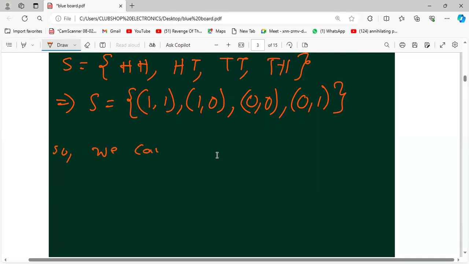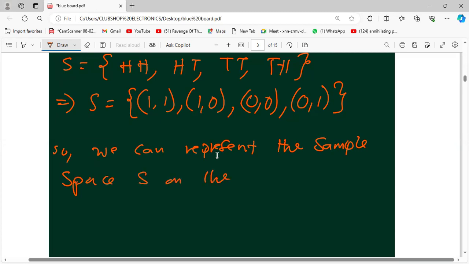We can represent the sample space S on the Cartesian plane as follows.